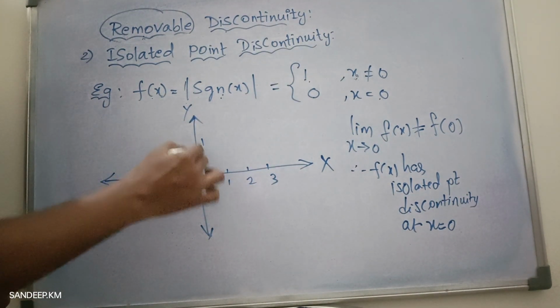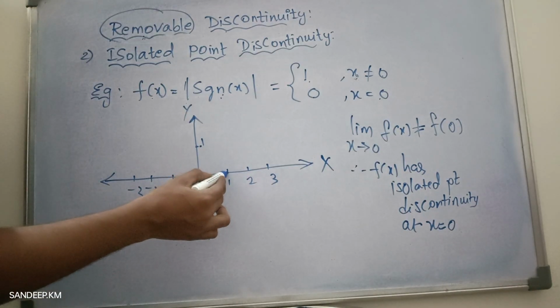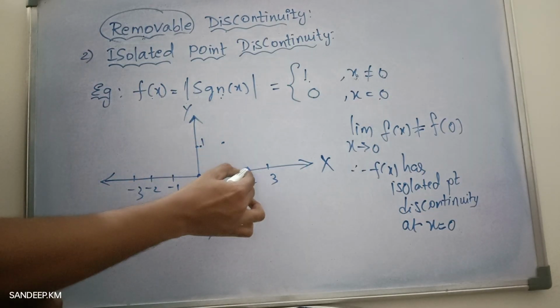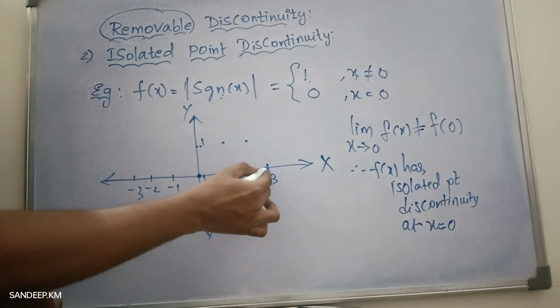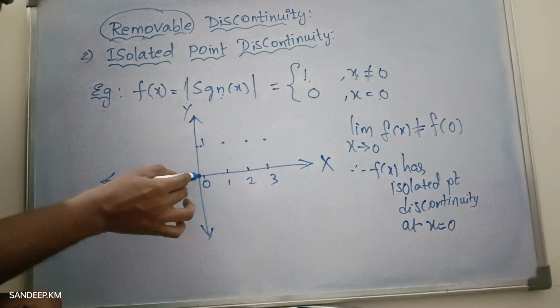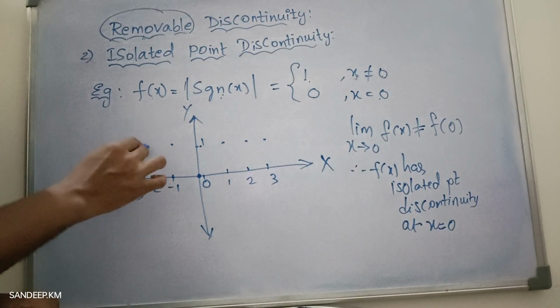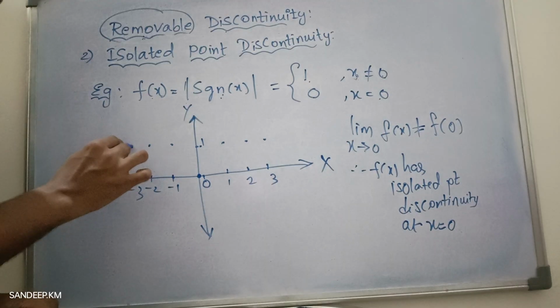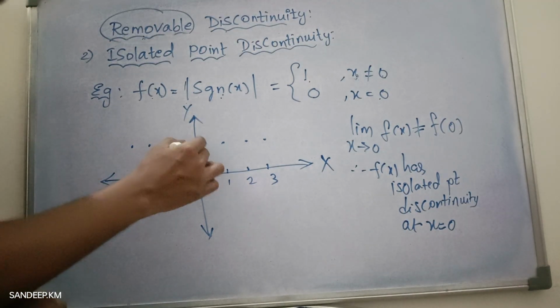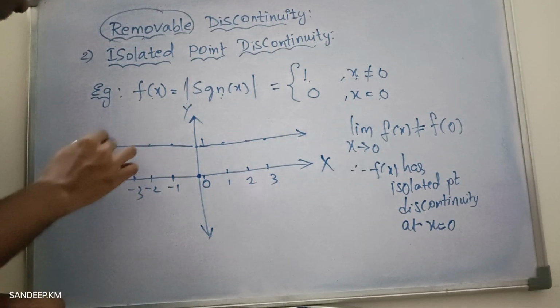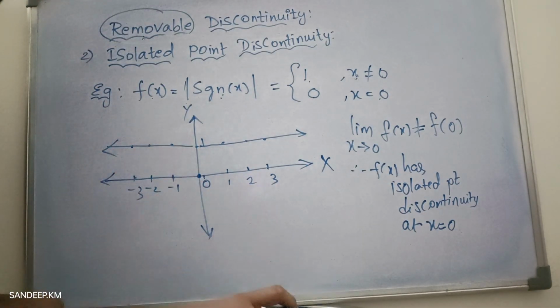So the output will be 1. When input is 1, the input is not 0, so the output is 1. When input is 2, the output is 1. When input is 3, the output is 1. Except at 0, for all other inputs, the output is how much? 1. So if I connect all these points like this, and I have to keep here an open hole. I'll tell you what is the meaning of it.